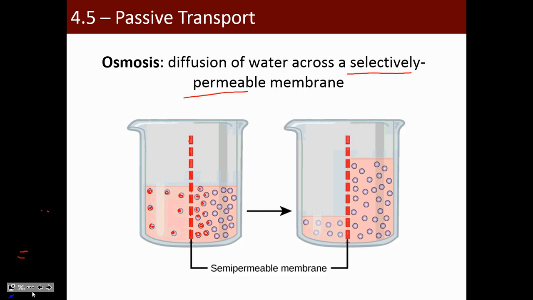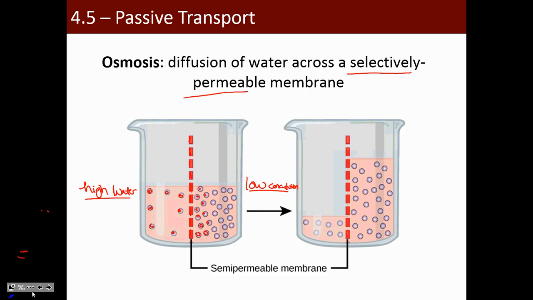That means we also have a high concentration of water on this side and a low concentration of water on this side. So our water is going to move from high concentration to low concentration, just like our dye molecules would like to move the other way, but they can't, right? So our water is going to move towards the solutes, towards the dye, in order to reach equilibrium.